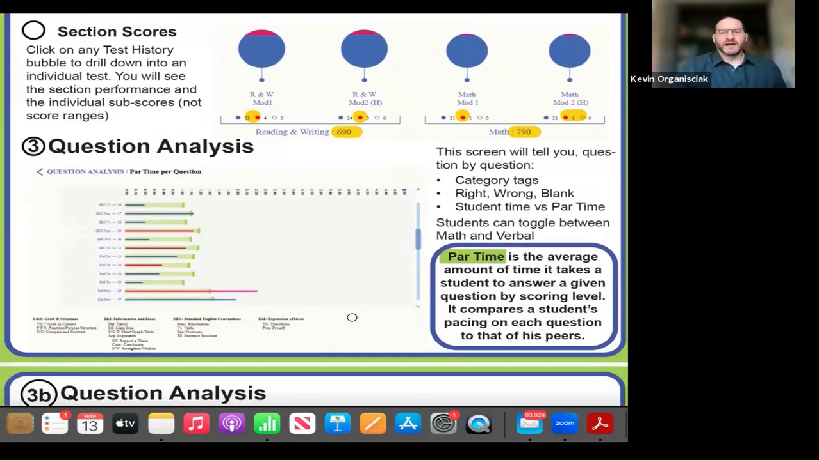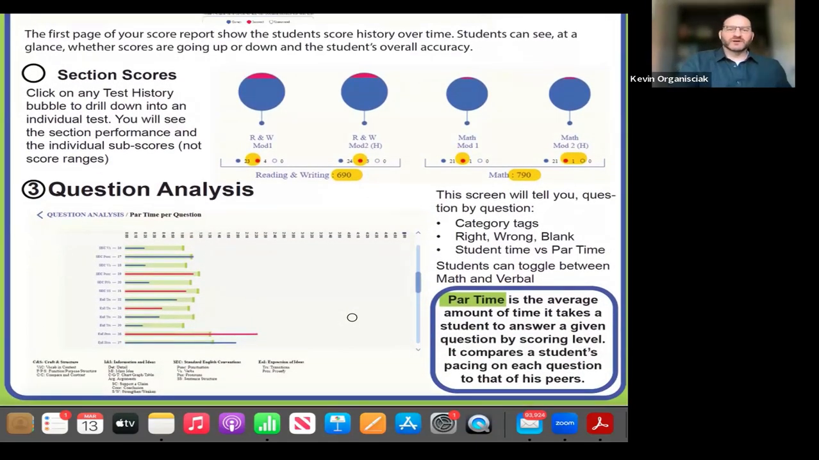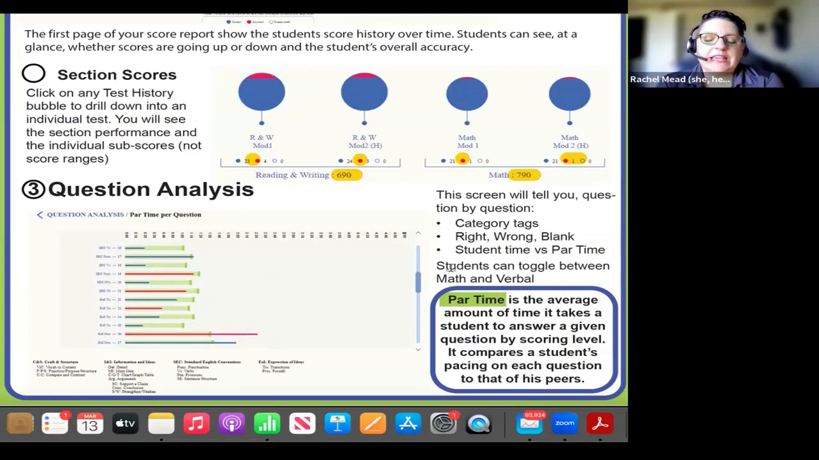Got it. All right. Well, that takes us into the question analysis and par time, which is definitely new and it helps to really improve the gap analysis reports that we're able to create. So talk about that. This par time is a game changer in terms of what it's able to do with your analysis on how your students are doing.